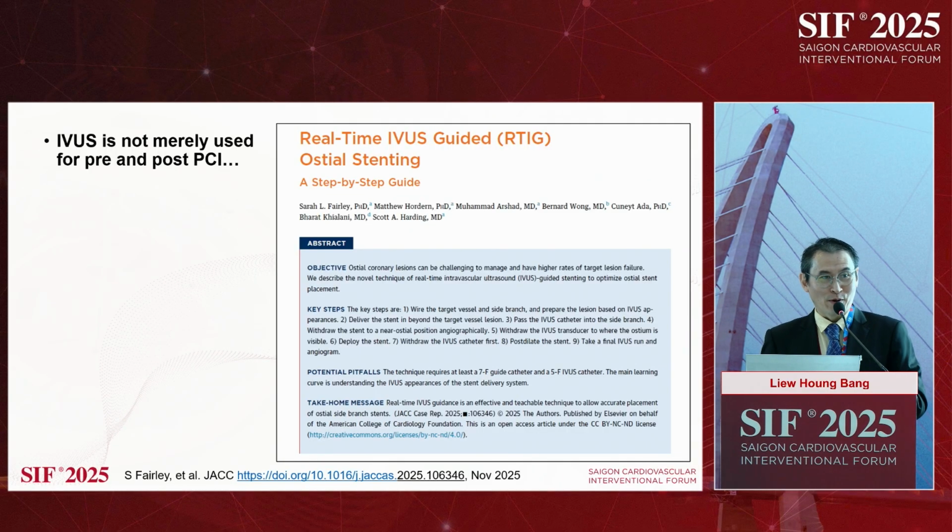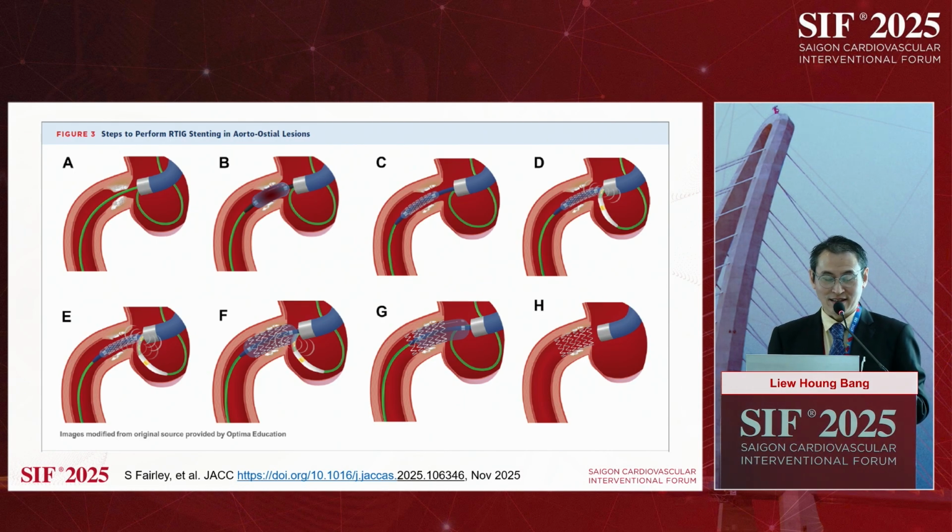IVUS is not just for pre and post, and this is something that I encourage people to read about. IVUS can also be useful intra-procedure. So this is real-time IVUS guiding, particularly for ostial stenting, which can be for ostial left main as well as ostial RCA, but also an ostial side branch of the left main, like say the ostial LAD. This was published earlier this month, and I have the reference there. It's published by our New Zealand colleague, Sarah Fairley, and it's very, very elegantly done, and I would really encourage people to go through this.